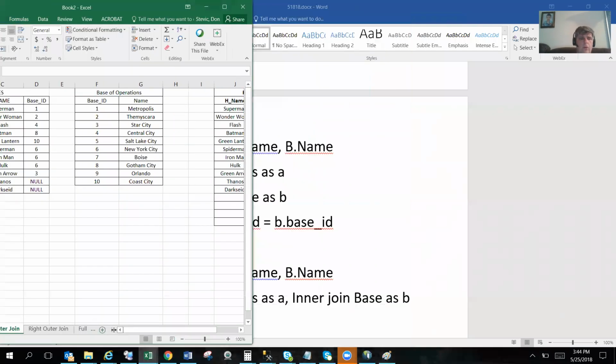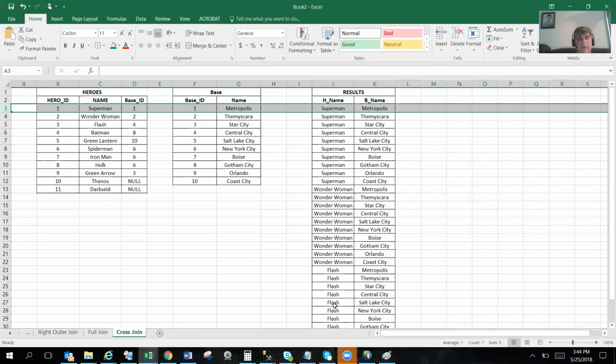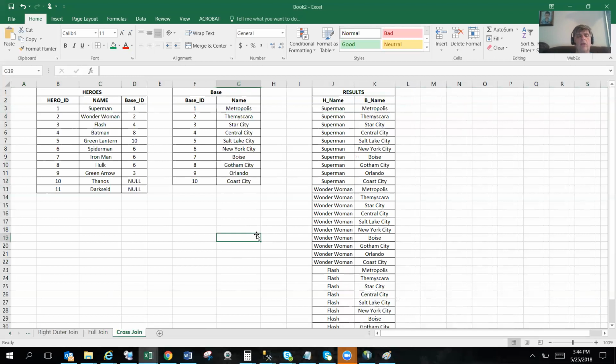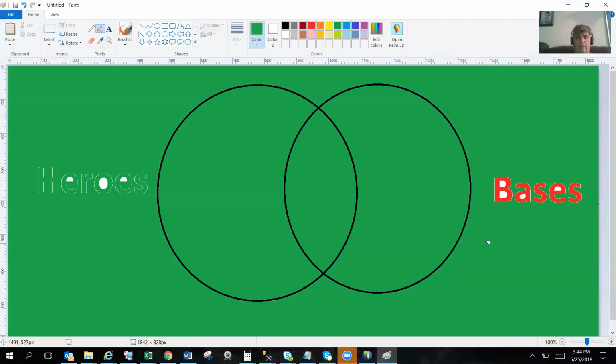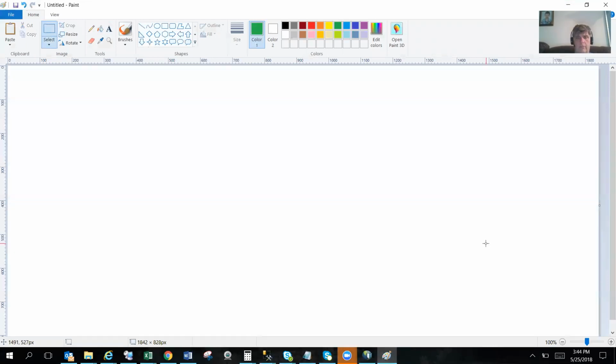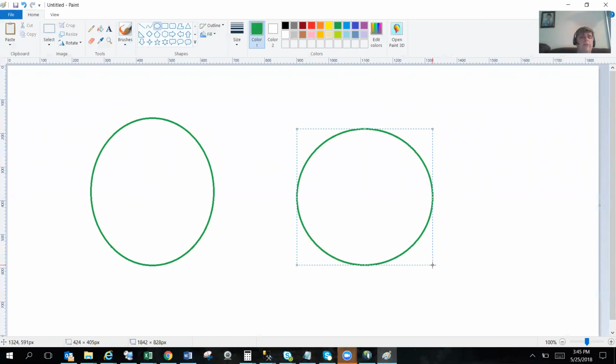Full join, no. Cross join. The cross join does something different, it's no longer a Venn diagram. If you were to draw it out as a Venn diagram, it would just look like two completely separate tables.